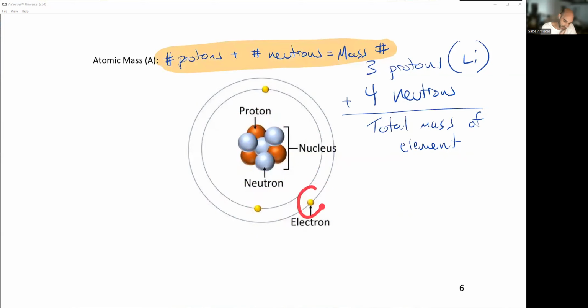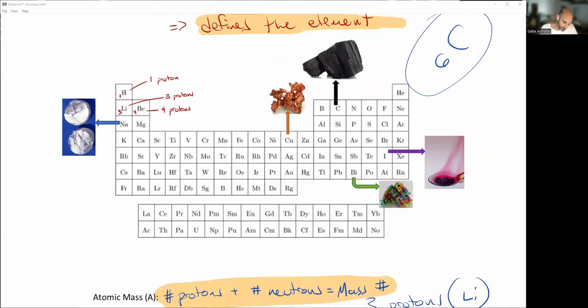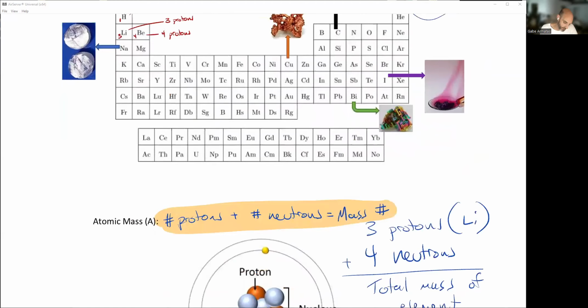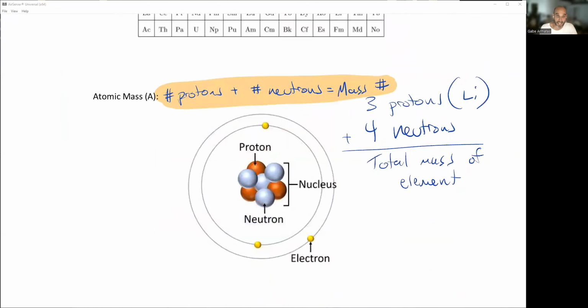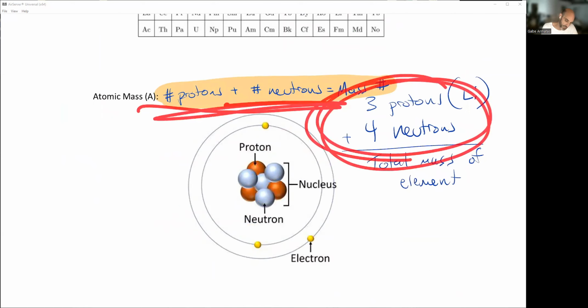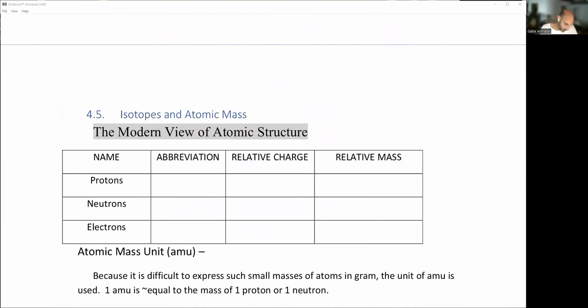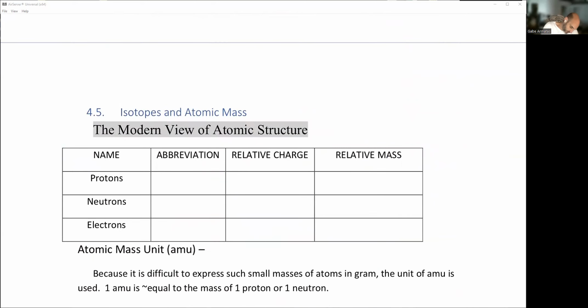The electrons are like 1/1000th of a proton or something like that, so very tiny in comparison. So we have two things: the atomic number, which defines the element, and the mass number, which counts the protons and neutrons in the nucleus. It is the mass of the atom. Okay, so just a couple of things.